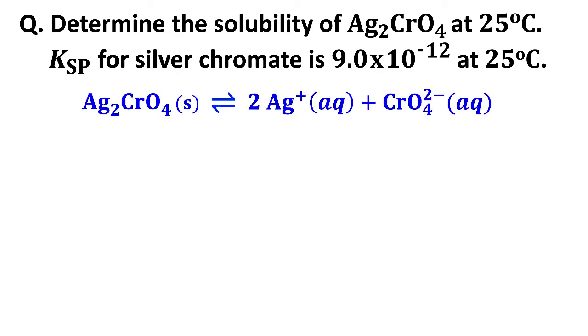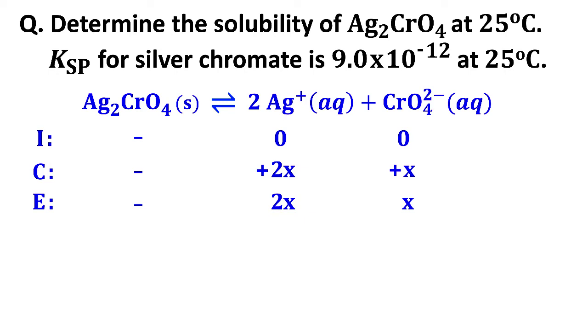Again, we set up an equilibrium expression, silver chromate solid on the left, silver ions and chromate ions on the right. Pay attention to stoichiometry, 2 silver ions for every chromate ion. We set up an ICE table, pretending it hasn't dissociated initially, and then we let it dissociate, and every chromate ion that dissociates has 2 silver ions, so X and 2X respectively. And then at equilibrium, we have 2X for the silver ion concentration, X for the chromate ion concentration.